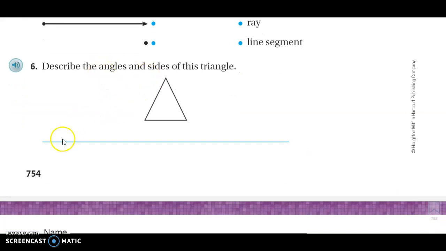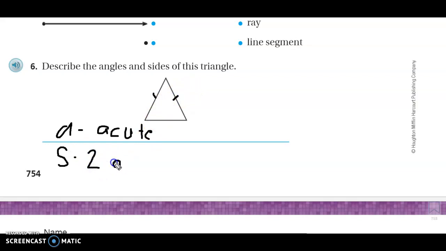Describe the angles and sides. Alright, so this is where I told you, make an angles line, make a sides line. So describe them. All the angles in this are less than 90 degrees. They're all less than 90. What we would call acute angles. All angles less than 90 are acute. Now the sides, 2 of these look to be the same length.